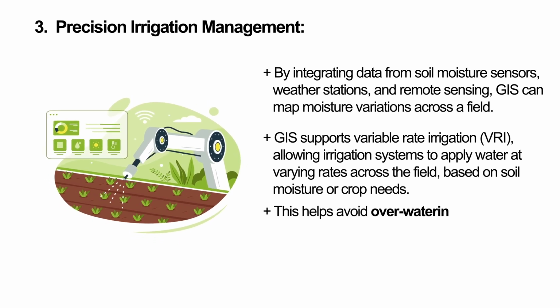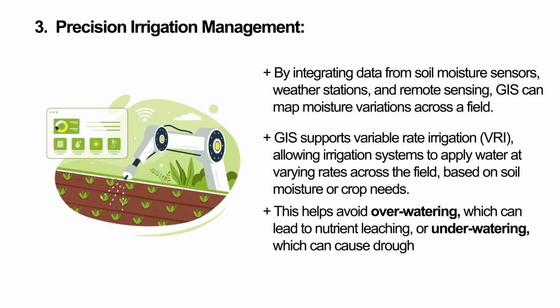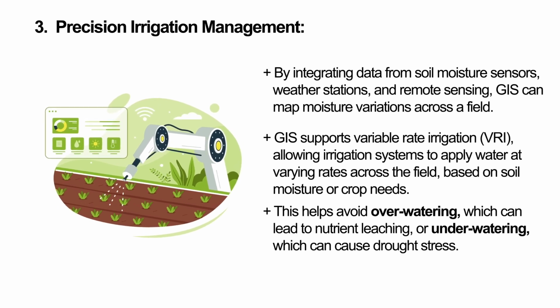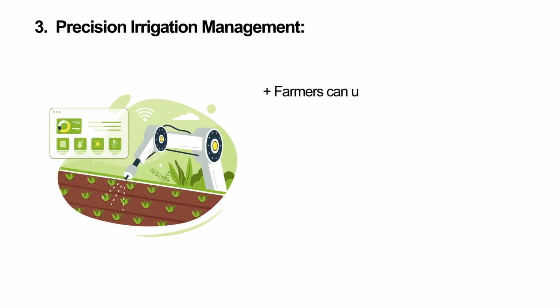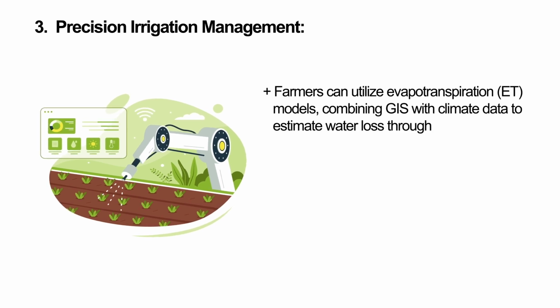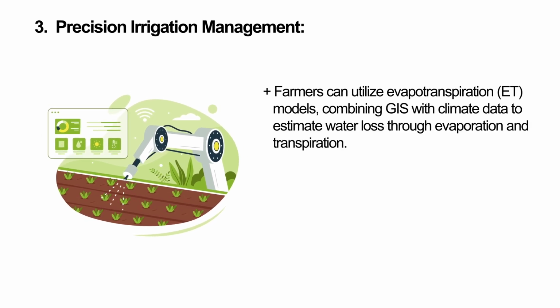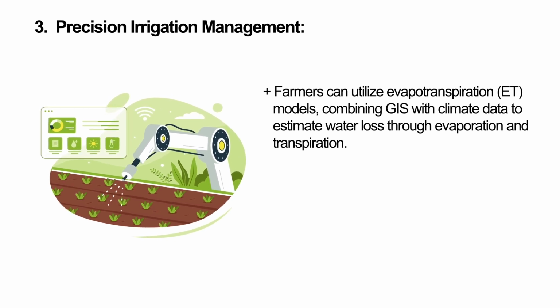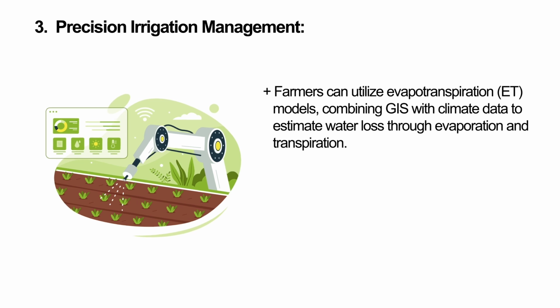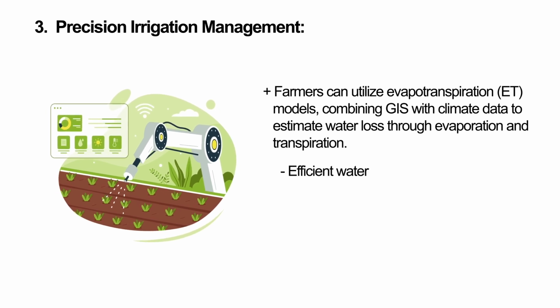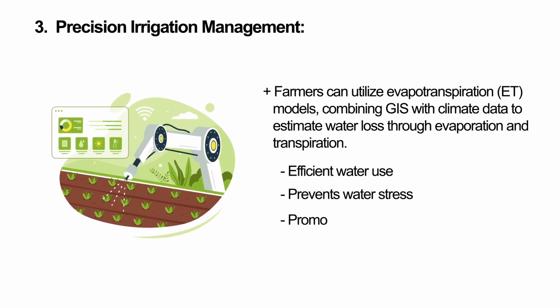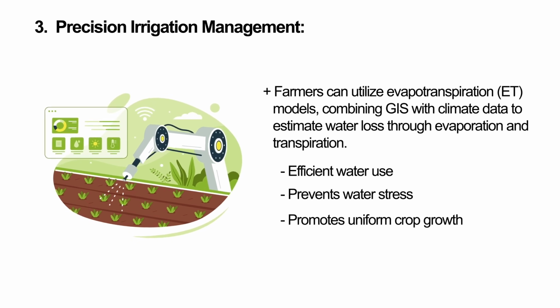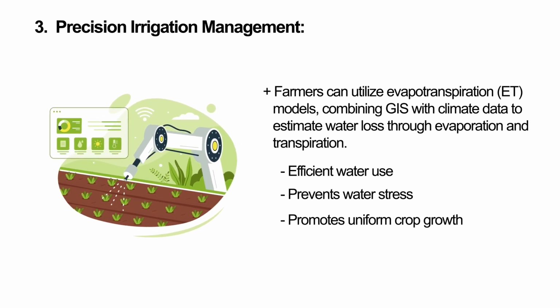This helps avoid overwatering, which can lead to nutrient leaching, or underwatering, which can cause drought stress. Additionally, farmers can utilize evapotranspiration, ET, models, combining GIS with climate data to estimate water loss through evaporation and transpiration. This information aids in scheduling irrigation more effectively. This ensures efficient water use, prevents water stress, and promotes uniform crop growth while reducing energy and water costs.